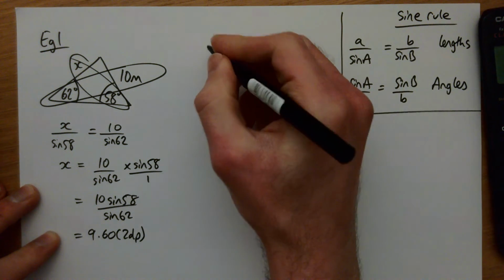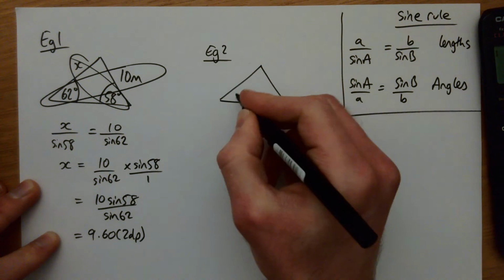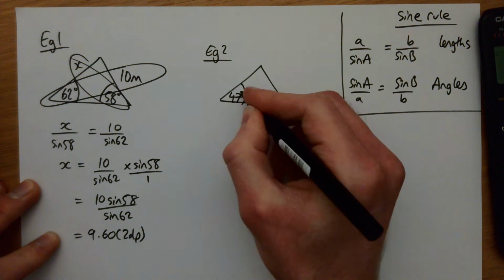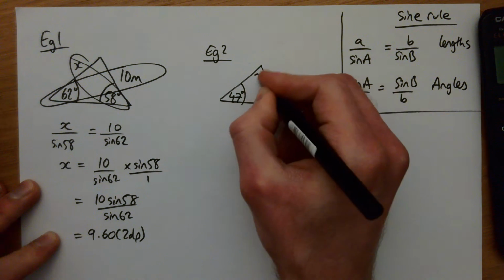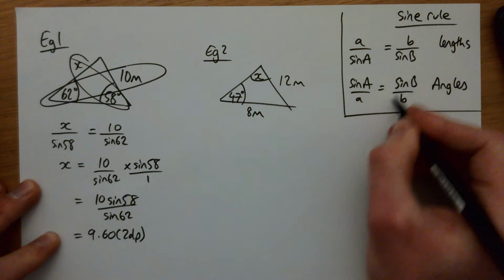Now if instead I wanted to work out an angle, so if I've got a triangle that looks something like this, let's say we've got 47 degrees, that's 12 meters. Let's work out the top angle here. I'm going to use the bottom part of the sine rule.